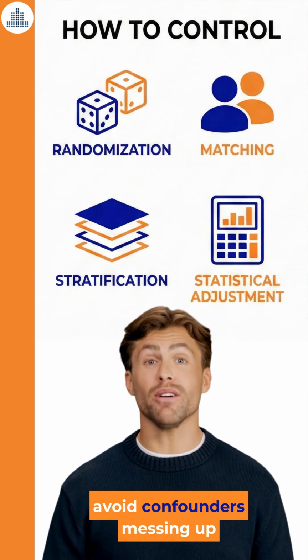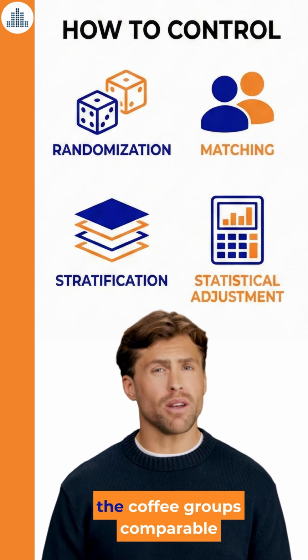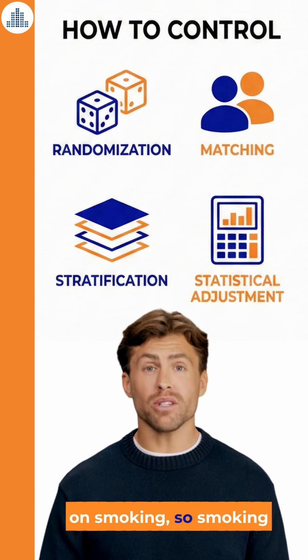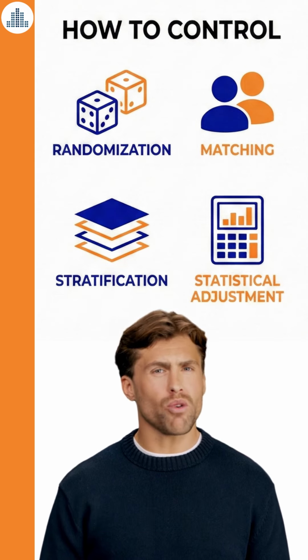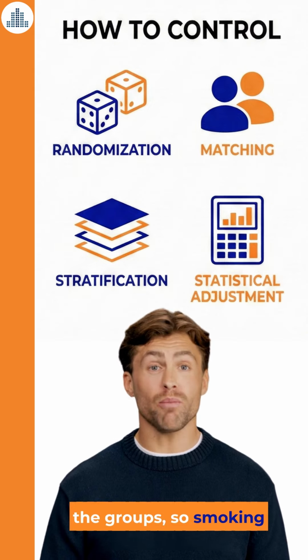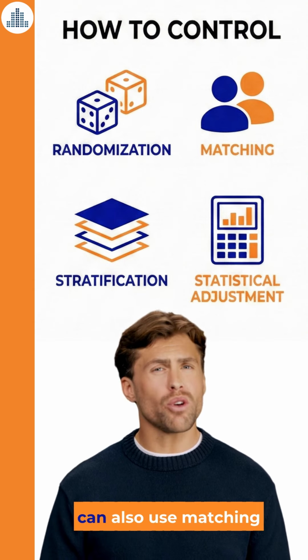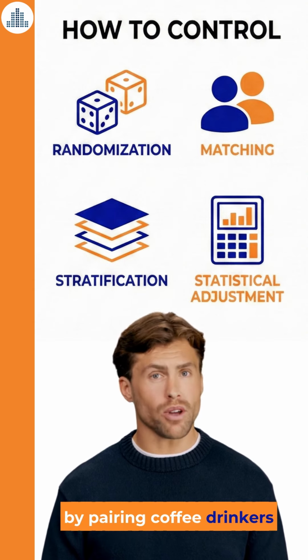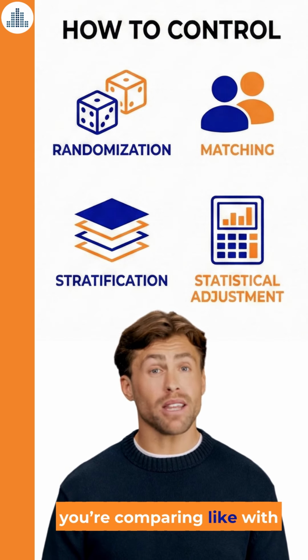So how can we avoid confounders messing up our research? You need to consider multiple methods that make the coffee groups comparable on smoking, so smoking can't fake a coffee effect. In a randomized trial, random assignment tends to spread smokers evenly across the groups, so smoking is less likely to bias the comparison. In observational data, you can also use matching by pairing coffee drinkers with non-drinkers who have similar smoking behavior, so you're comparing like with like.